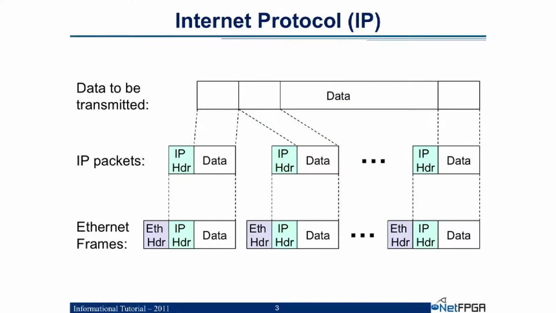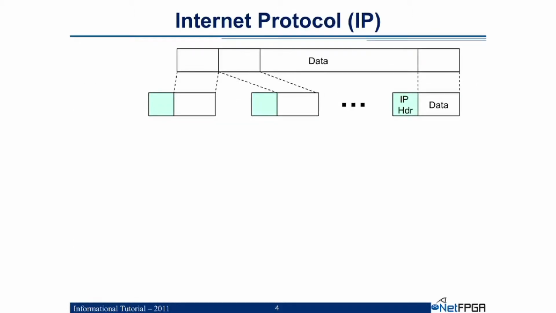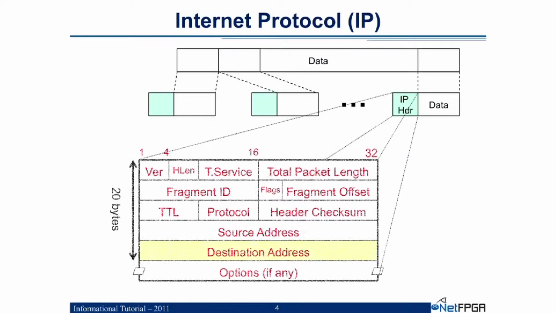Recall that the NetFPGA has Ethernet ports. As a result, the IP packet is encapsulated inside the payload of an Ethernet frame. Ignoring the underlying network encapsulation, you see here a message that has been subdivided and placed inside one or more IP packets. Each packet consists of an IP header and the section of data being transmitted. The IP header shown here is an IPv4 header. IPv4 is the version of IP in widespread use today.